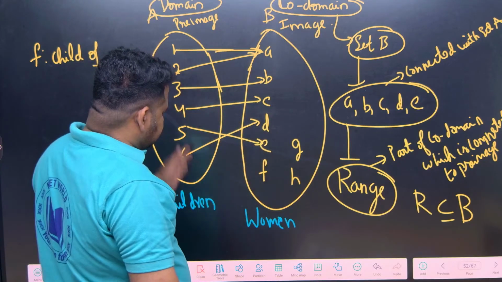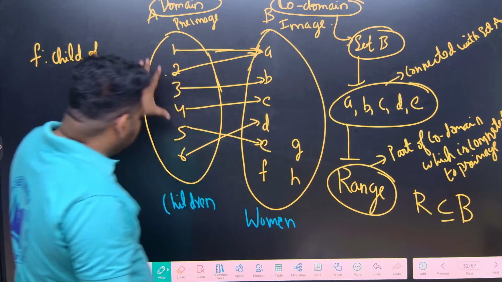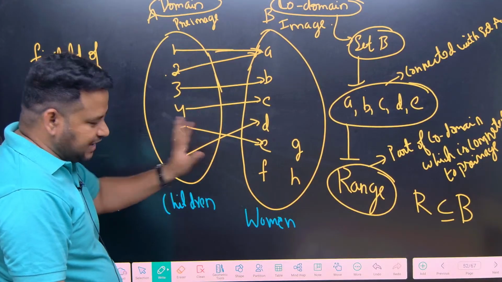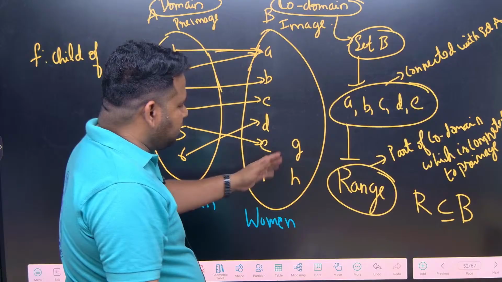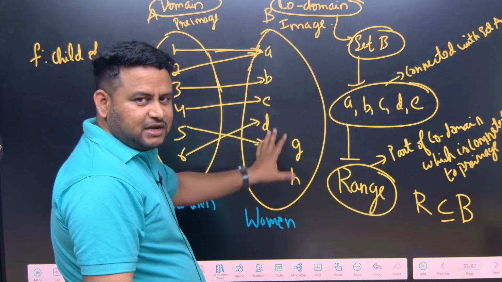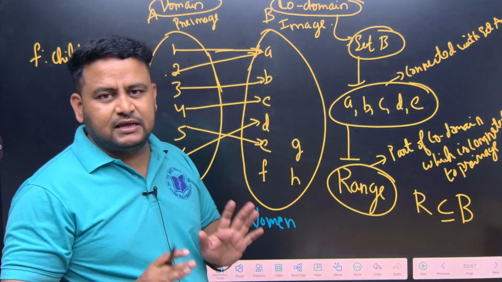So this child should have only one mother, and that mother should be unique. And here nobody should be left out. That means there should not be an orphan. The child should definitely have a mother. But this mother need not have a child. It can be left out. Those which are left out are part of the codomain, but they are not part of the range.